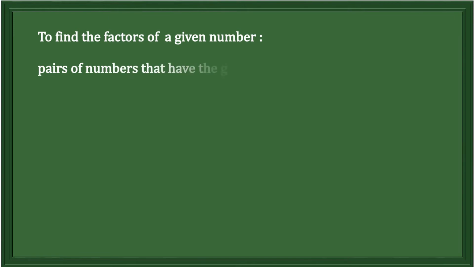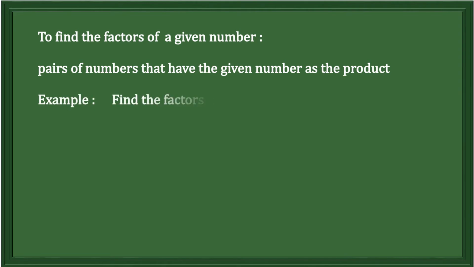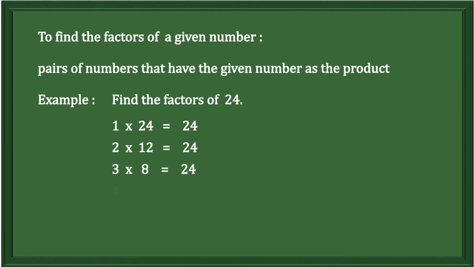To find the factors of a given number, we have to find the pairs of numbers that have the given number as the product. For example, find the factors of 24. The pairs of numbers that give the product 24 are 1 into 24 is equal to 24, 2 into 12 is equal to 24, 3 into 8 is equal to 24, 4 into 6 is equal to 24.